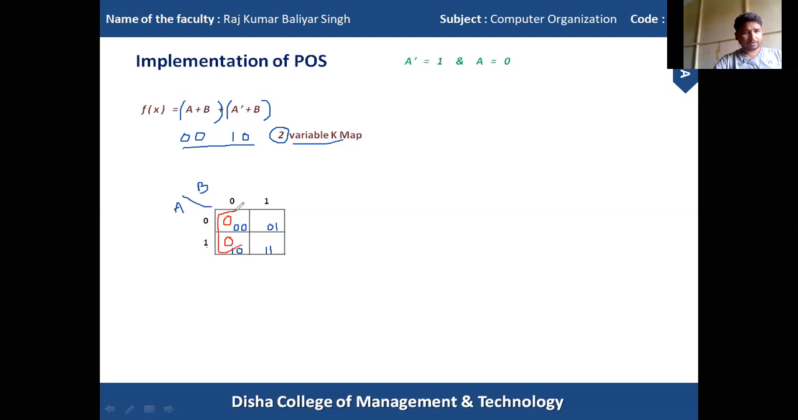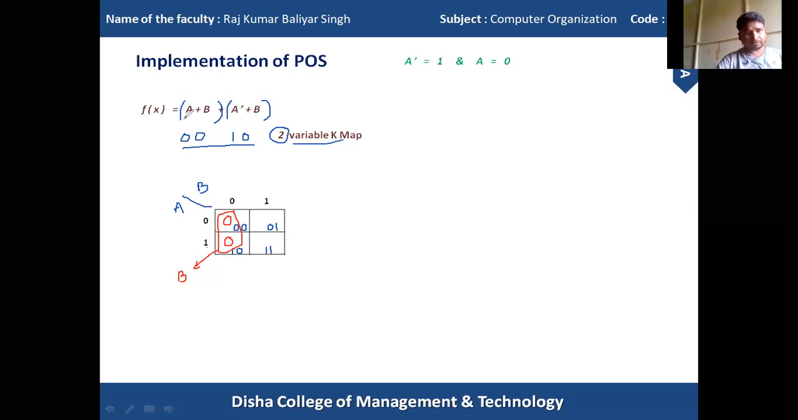When we combine this one, we have to find out the common value of this combination. The common value should be B naught. B or B naught? It is B. The result is B here, because for POS, a 0 represents the non-complement variable and a 1 represents the complement variable. Clear? So what is the common value here? B.